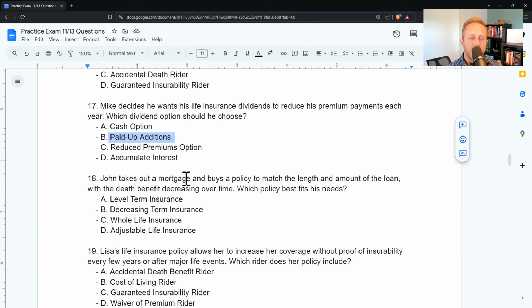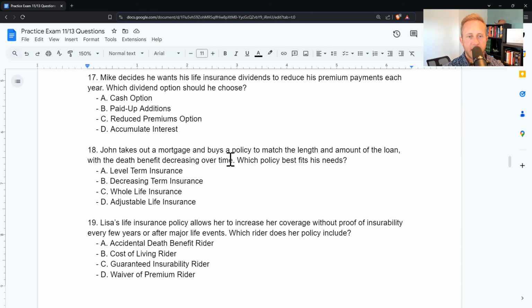John takes out a mortgage and buys a policy to match the length and amount of the loan, with the death benefit decreasing over time. Which policy best fits his needs? We just covered this. That would be a decreasing term insurance policy.